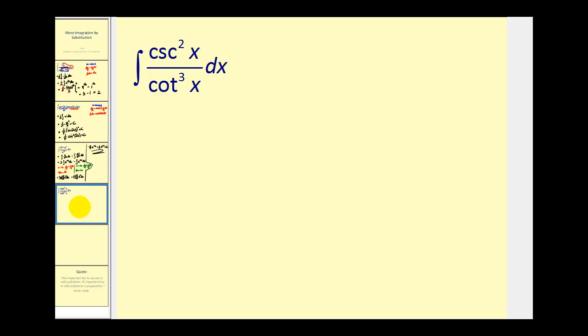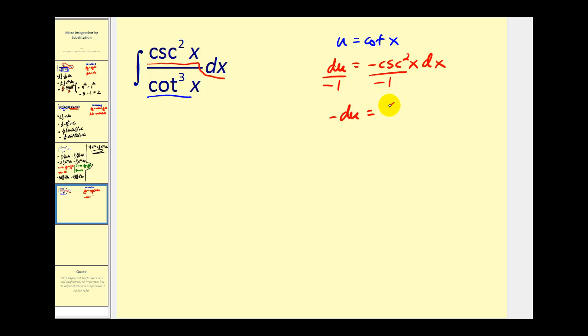Again, it's always helpful if we know our derivatives. For example, on this problem, if we let u equal cotangent x, the derivative of cotangent x is equal to negative cosecant squared x. And that's a very good match for us because we do have a cosecant squared x dx. So let's go ahead and divide both sides by negative 1. So we have negative du is equal to cosecant squared x dx.